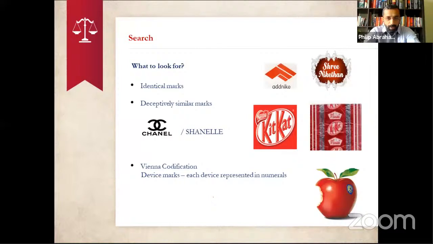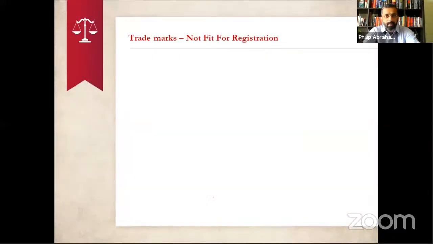Finally, you should also look at device marks. Device marks can be searched using the Vienna classification. Each device mark is represented in numerals, and once you have that particular correct numeral attached to a particular device, you can search for that device under the Vienna classification.